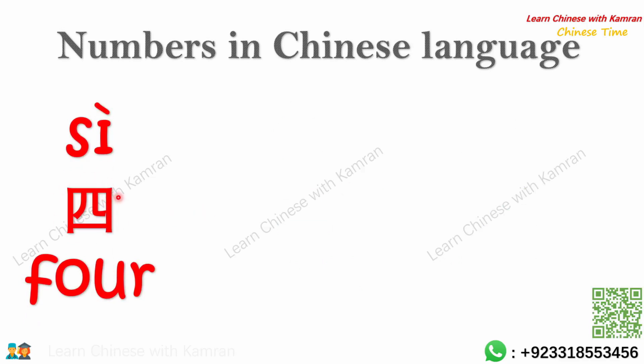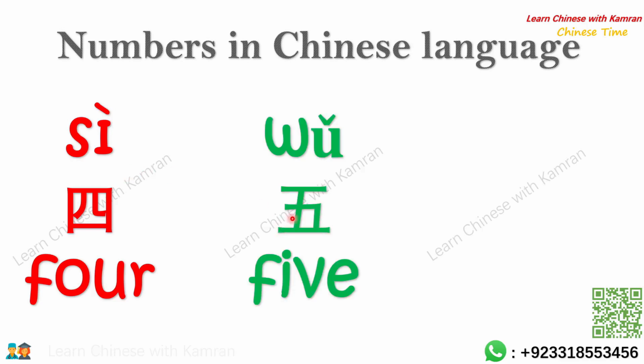At the end of this video, we will also tell you how to write these words. But right now, we are just focusing on pronunciation, and at the same time, you should also see not only pinyin, you should also see the characters. Try to remember this character. So 4 is si. Very simple to pronounce. 5 is wu.